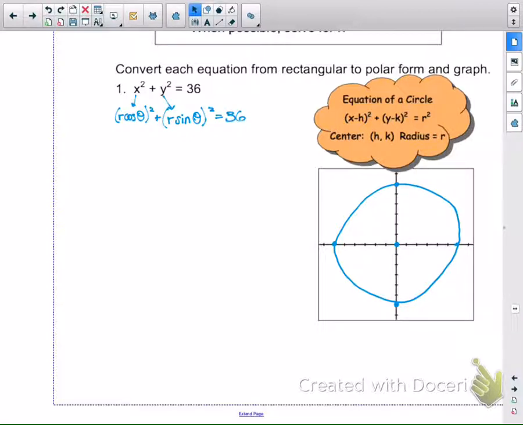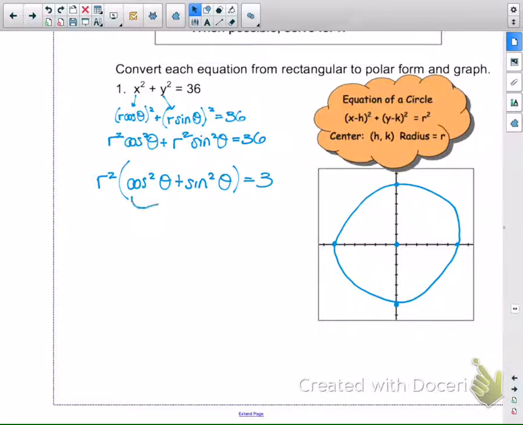If I square things out here, that's going to give me r squared cosine squared plus r squared sine squared. What's your common factor? R squared. Factor it out. What are you left with? Cosine squared plus sine squared, which we know from our last couple things that we've done. This is what? 1. It is 36. I just didn't finish writing. Sorry. So that's the same thing as r squared equals 36.